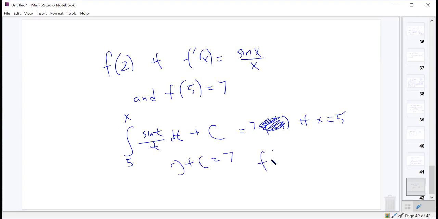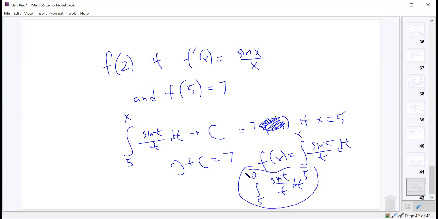So our function f of x is equal to the integral from 5 to x of sine of t over t dt. And if we want to find f of 2, we'll use our calculator to approximate that. And that shows up fairly often in the multiple choice in the calculator section, where you need to use your calculator. You need to set it up using the fundamental theorem of calculus to find that the constant itself is 7 and the lower limit needs to be 5 because those are the values given. And then you can evaluate on your calculator afterwards.